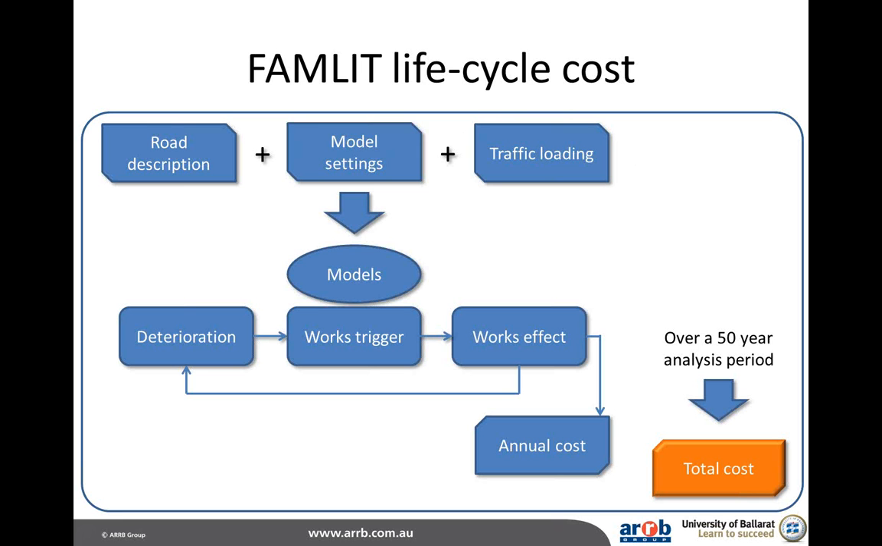And these three different inputs get put into the internal models within FAMLIT. These models can be broken up into deterioration models in terms of strength and roughness, a works trigger model which determines the conditions under which you might do treatments, and a works effect model that will give you the effect of these treatments, including a cost. This model runs on an annual basis over a 50-year life cycle, and at the end of that period it outputs a total cost for the life of that road.